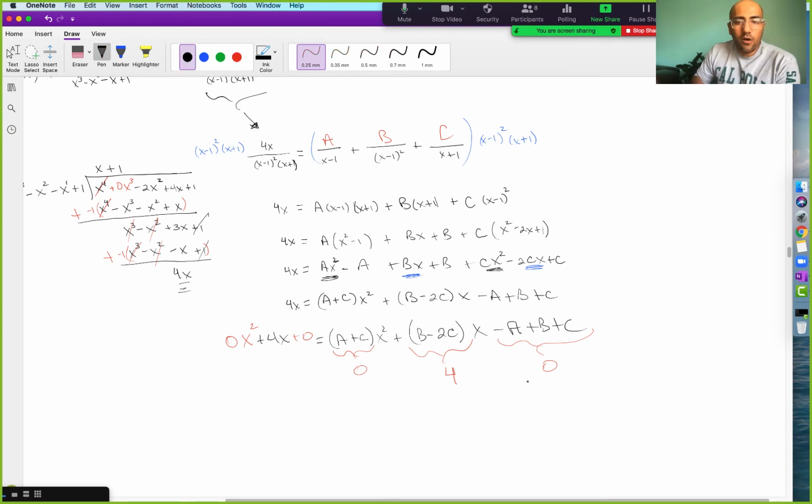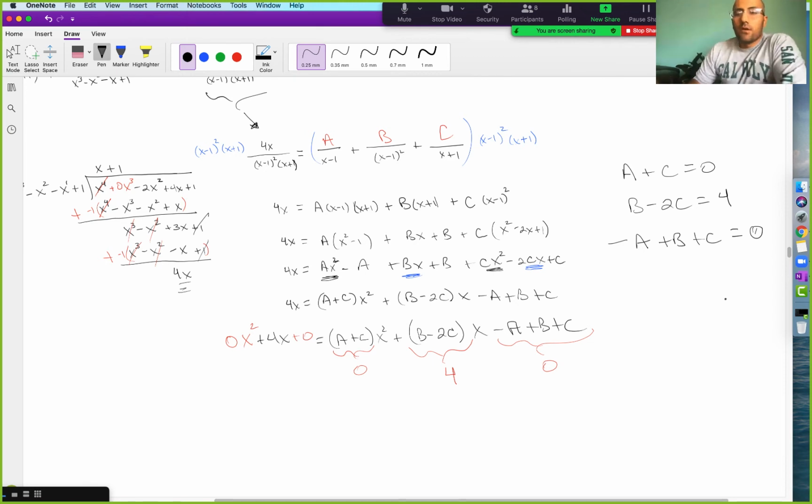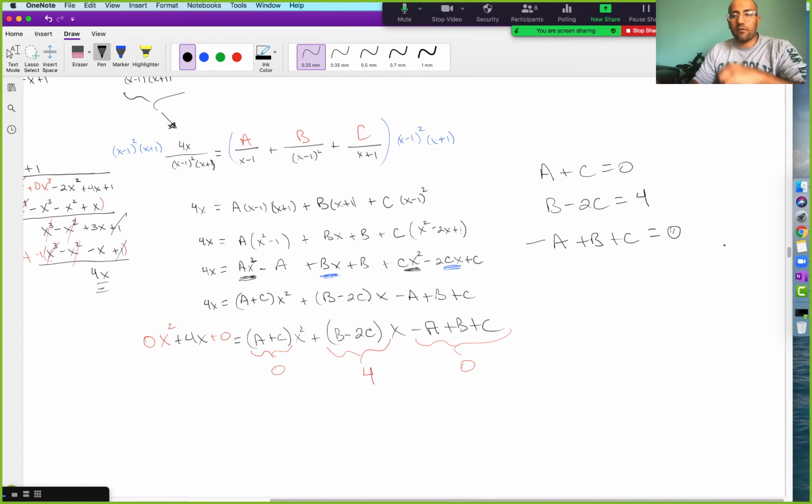Good. So from all of that, I conclude the following system of equations. The a plus the c equals 0. The b minus 2c is equal to 4. And that negative a plus b plus c equals to 0. Okay, that's pretty ugly. Let's find a way to solve these guys.